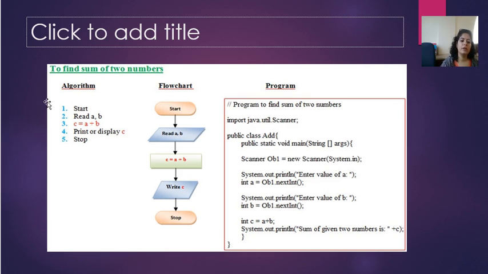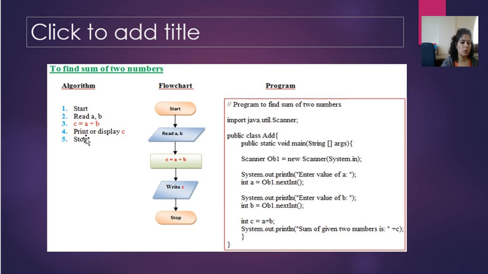First of all, the very first step is to write the algorithm. Start, read the value of a and b, perform addition of two numbers and transfer the result into a third variable, that is c, and display the value of c. Print or display, you can make use of either term. Print or display the value of c and stop. So this is a simple algorithm.